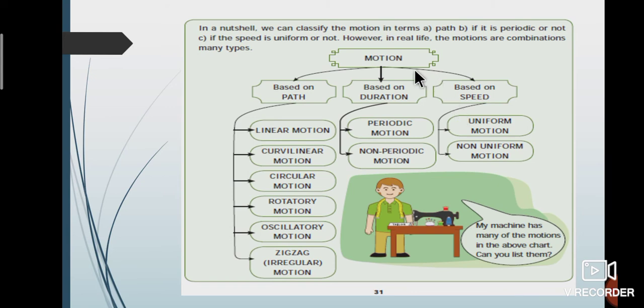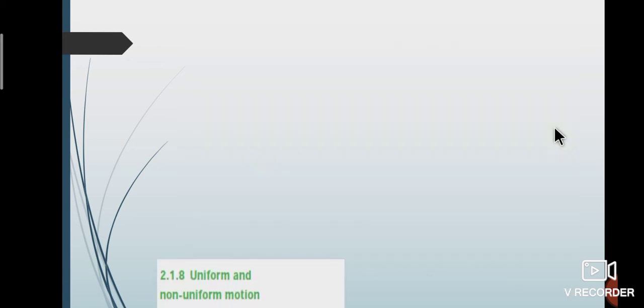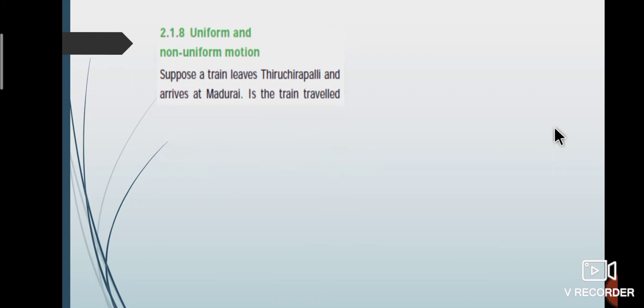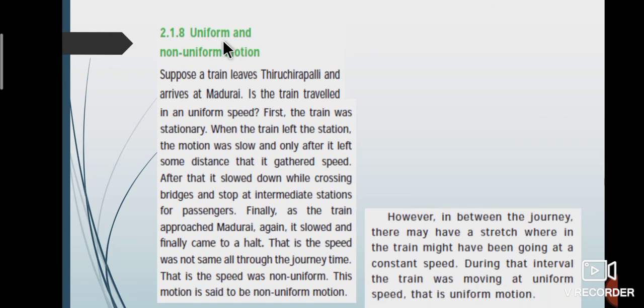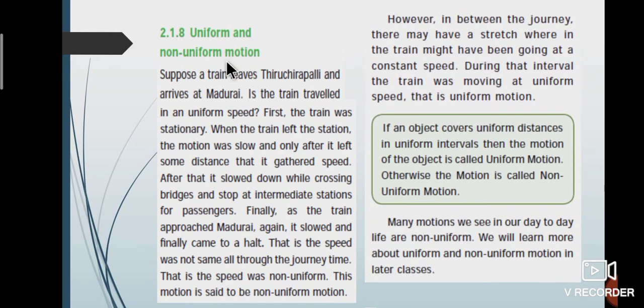Yes, motion is classified into 3 categories based on path, duration and speed. Briefly we discussed earlier. Page number 31 explains types of motion based on speed. Yes, there are 2 types of motion, uniform and non-uniform motion. If an object covers uniform distances in uniform intervals, then the motion of the object is called uniform motion. Otherwise, the motion is called non-uniform motion.